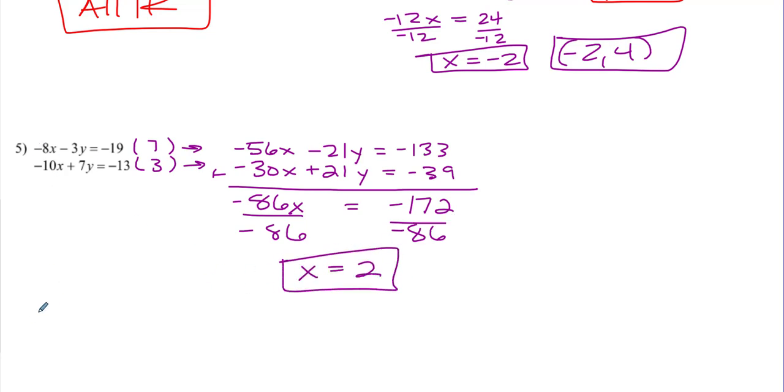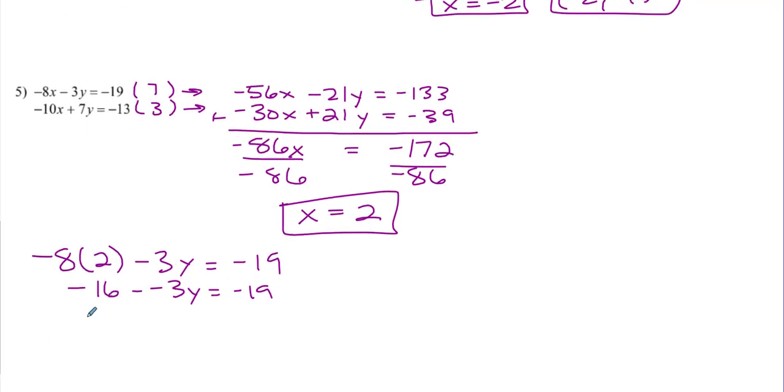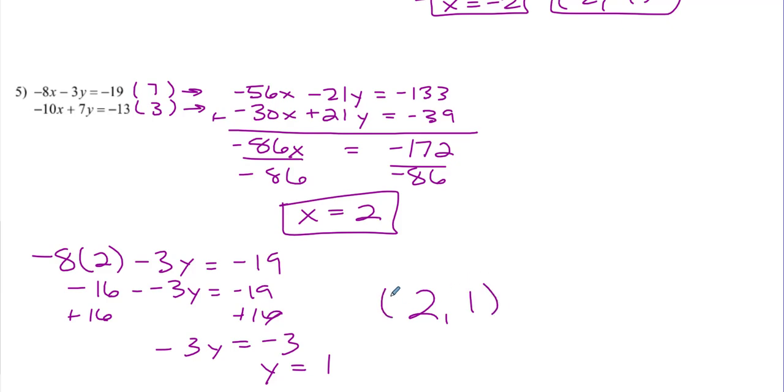Boom. Let's plug this in and wrap this up. Negative 8 times 2 minus 3y equals negative 19. Negative 16 minus 3y equals negative 19. Add this 16 to both sides. Boom. Negative 3y equals negative 3. Y is equal to positive 1. So we got 2 comma 1.